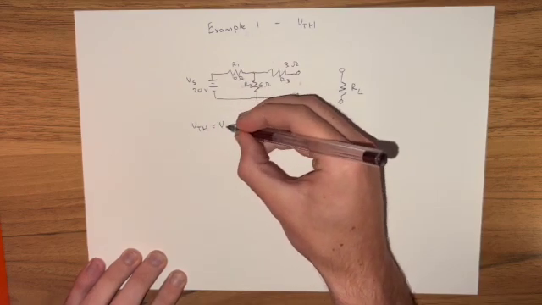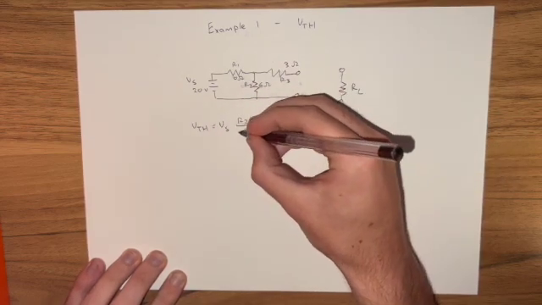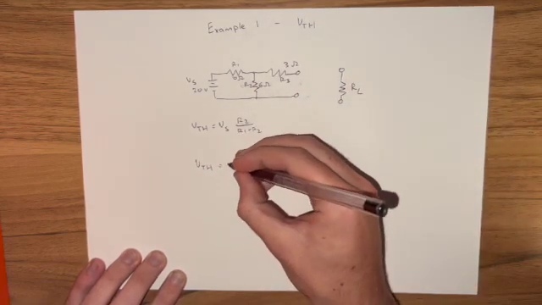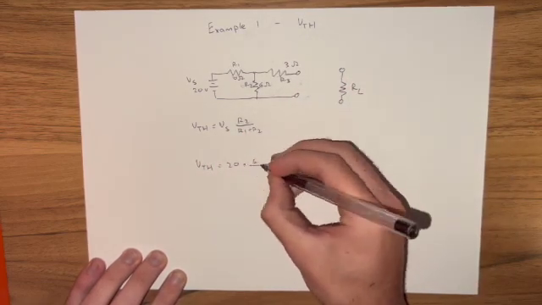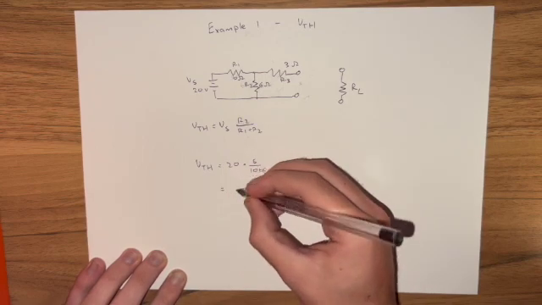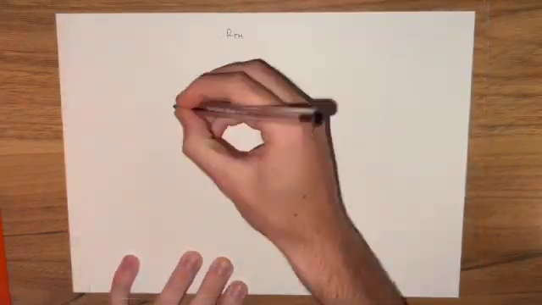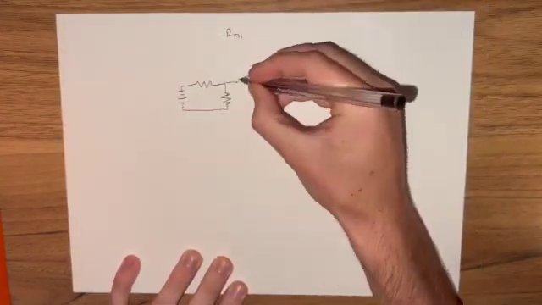We can now use the voltage divider rule to calculate the Thevenin voltage. The Thevenin voltage is equal to the voltage supply multiplied by R2 on R1 plus R2. Subbing in our values, we receive a Thevenin voltage of 7.5. We can now calculate the Thevenin resistance.